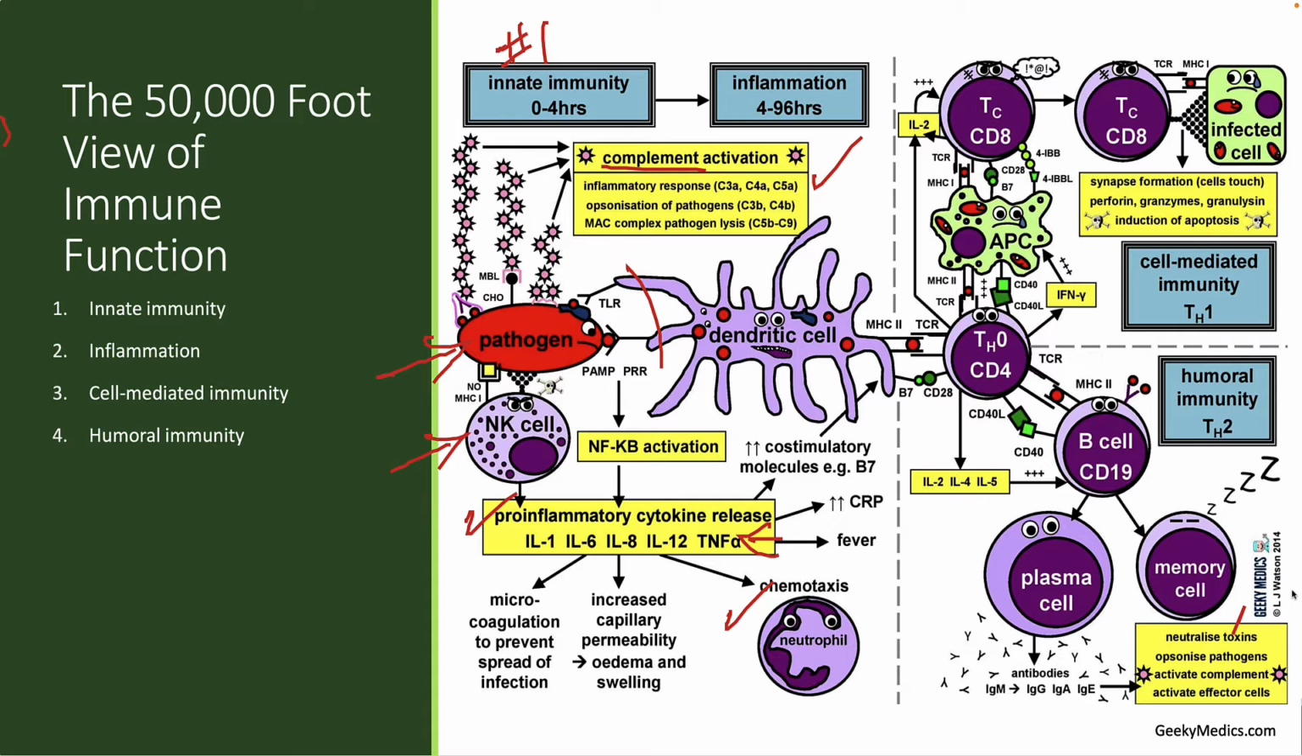Now, at some point, we go from this innate immune response into the cell-mediated and humoral immune responses. So the cell-mediated is up here, and that consists of the CD8 cells presenting the antigens, or being presented the antigens from the antigen-presenting cell. And remember, the dendritic cell is often the antigen-presenting cell. And so that gets the T cells involved, and they can do their thing.